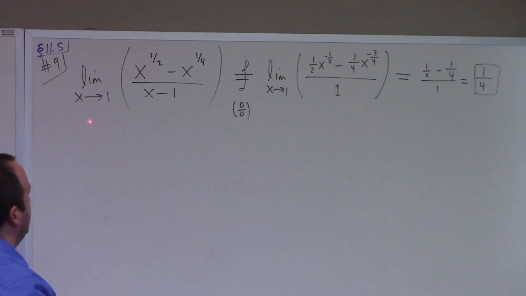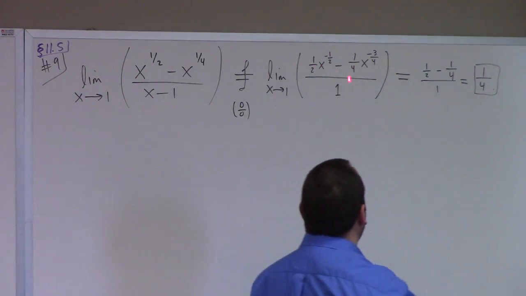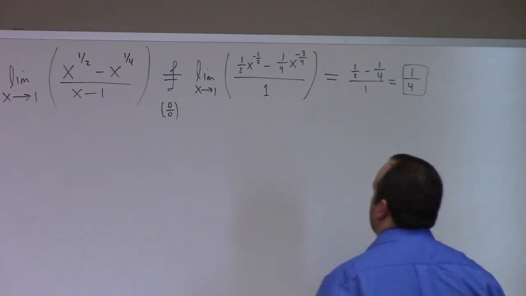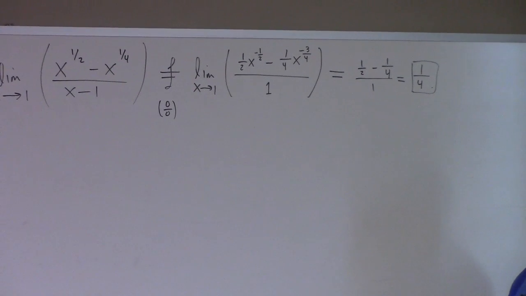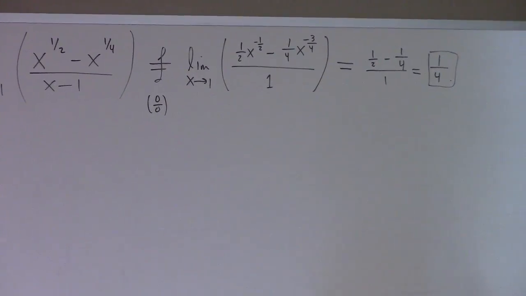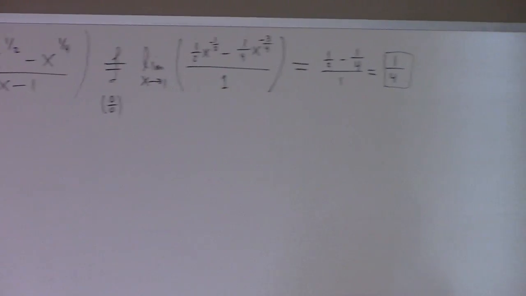And so that's 0 over 0. So it's type 0 over 0. I can apply L'Hopital's rule. Doing that gives me 1/2 x to the minus 1/2 minus 1/4 x to the minus 3/4. And then the derivative of x minus 1 is just 1. Right?